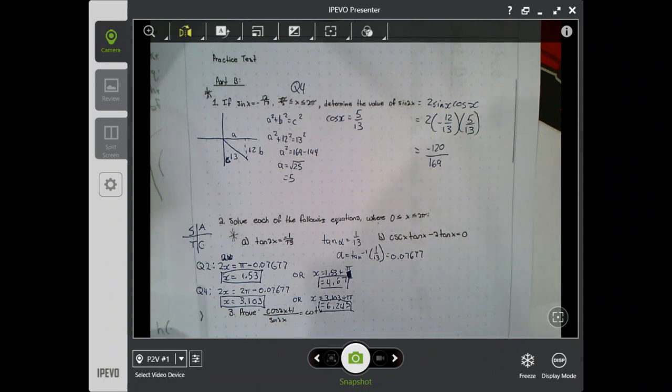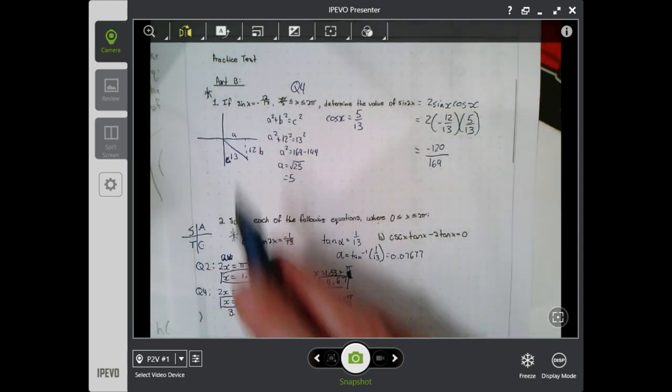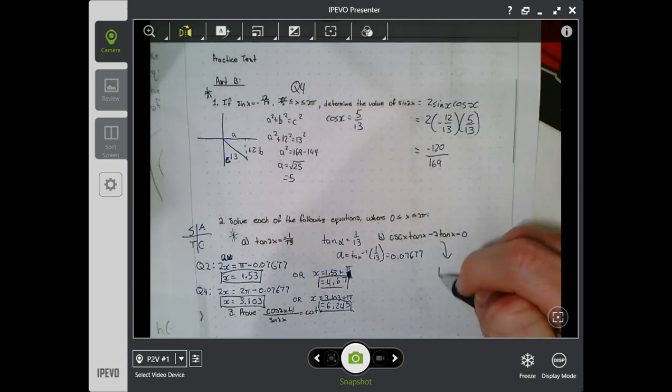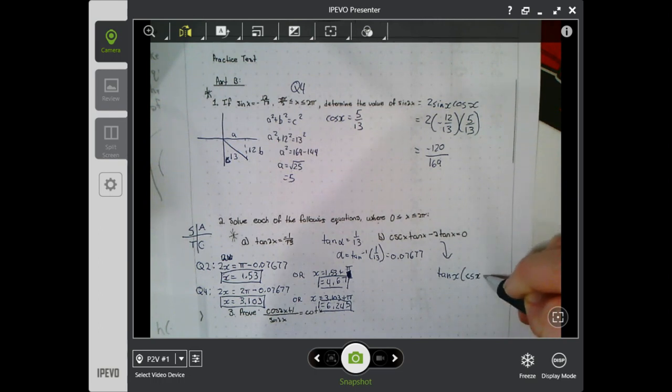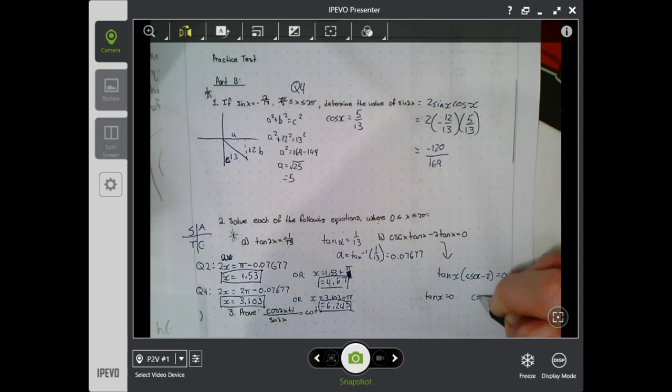I do believe the last question here, I'm just going to set it up for you. I think you already know how to do this because only these 2 are marked, plus the one on the next page. But for this one here, we would simply factor out tan. We'd get tan x times cosecant x minus 2 equals 0. So we just say, okay, where's tan x equal to 0? And where's cosecant of x minus 2 equal to 0?